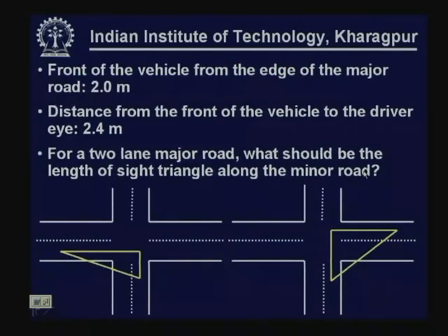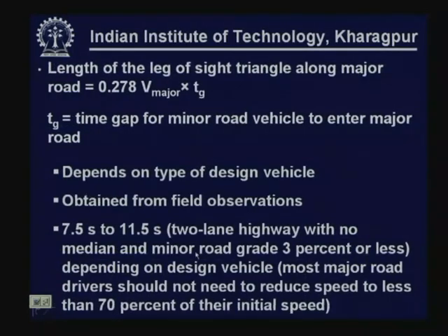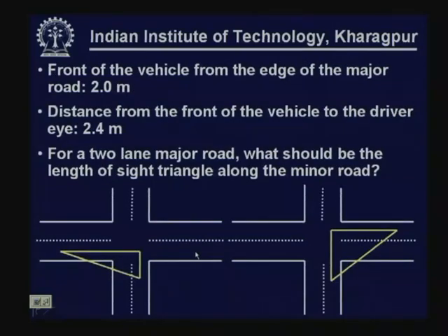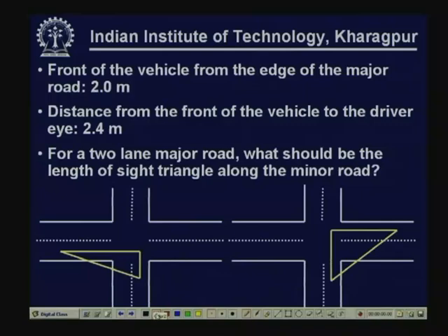Front of vehicle from the edge of the major road is found to be say 2 meter. So, we have taken this complete thing as 4 meter. Now, this complete thing is 4.4 meter, which includes front of vehicle from the edge of the major road as say 2 meter, and distance from the front of vehicle to driver's eye, because driver is sitting at a distance from the front of the vehicle. So, that normally in American condition it is 2.4 meter. So, altogether this distance becomes 4.4 meter.